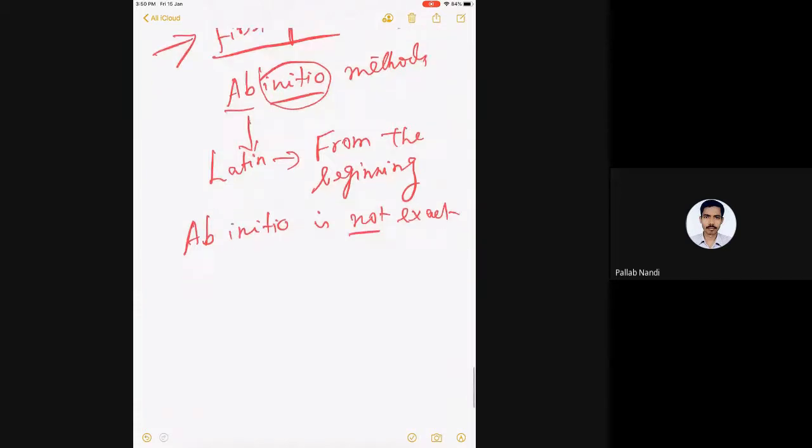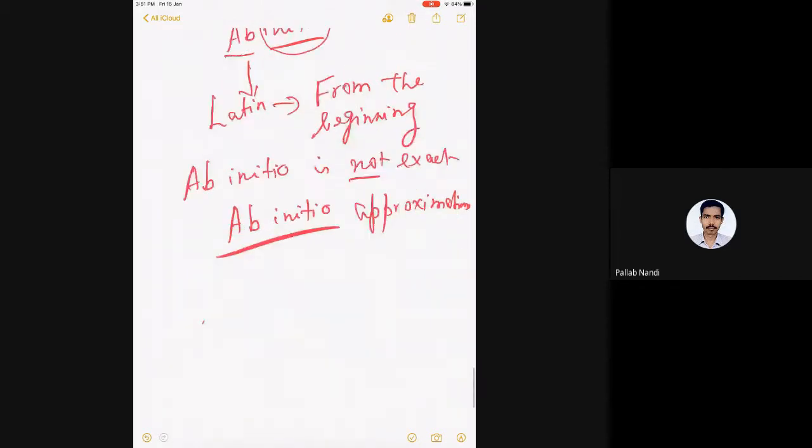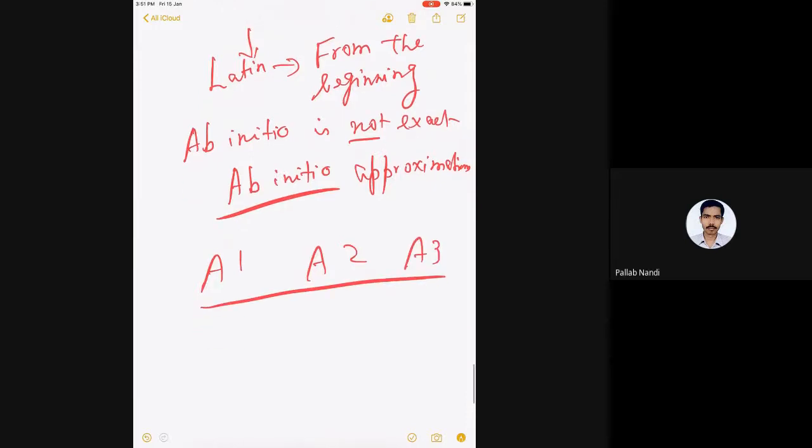Ab initio is also an approximation. In fact, there are several approximations which are all systematically improvable. So I have several ab initio approximations, all of them ab initio, but none exact. So the example that I gave, A1, A2, A3, three approximations, none exact, each ab initio, which means none of these take recourse to the experiment. So that will be the emphasis of this course.